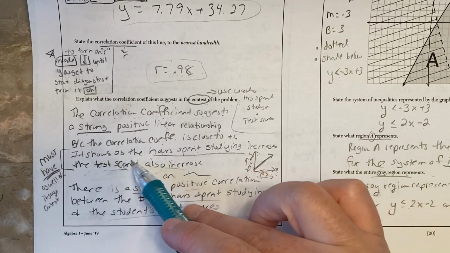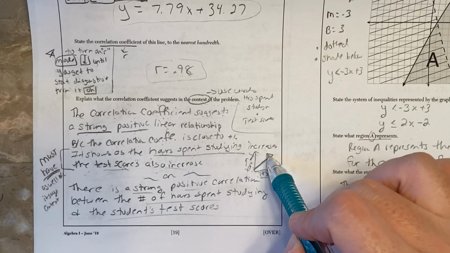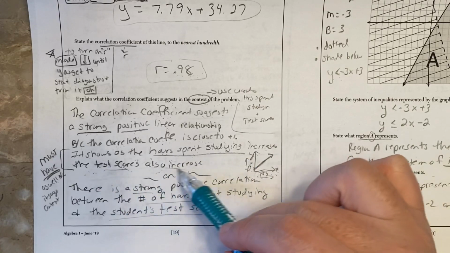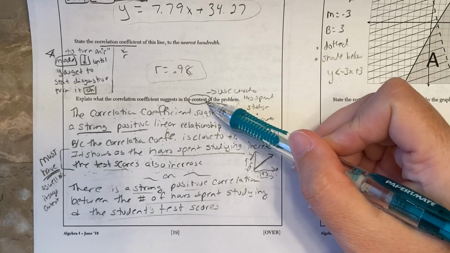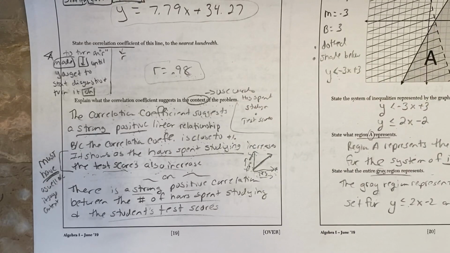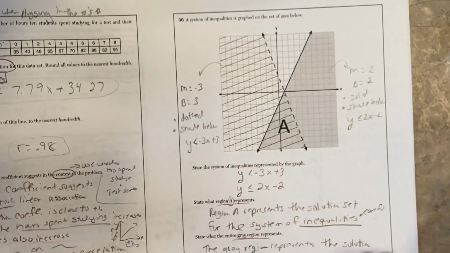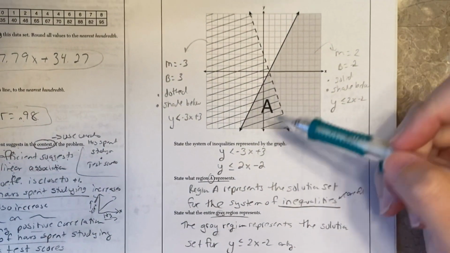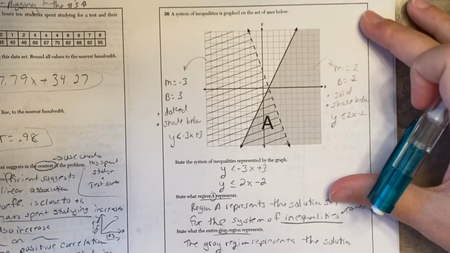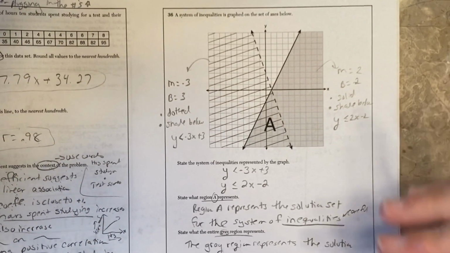So it shows that as the hours spent studying increase, the test scores also increase. So that's what you have to have, because it says the context of the problem. All right, 36, a system of inequalities is graphed on the set of axes below. Okay, state the system of inequalities. So basically, I give you the graph, and now you give me the inequalities instead of doing it backwards.